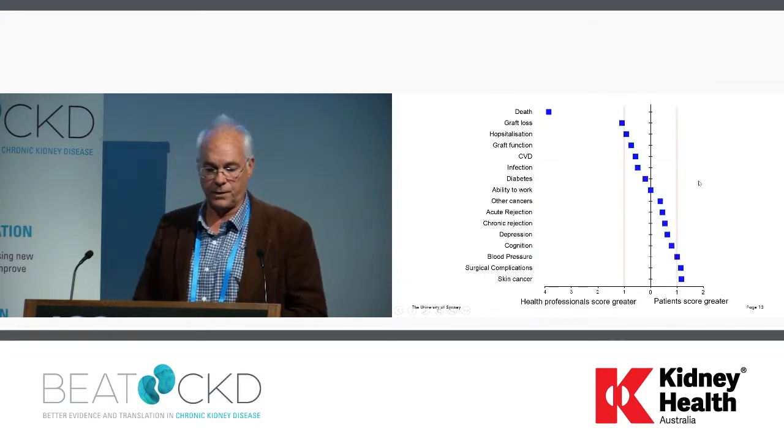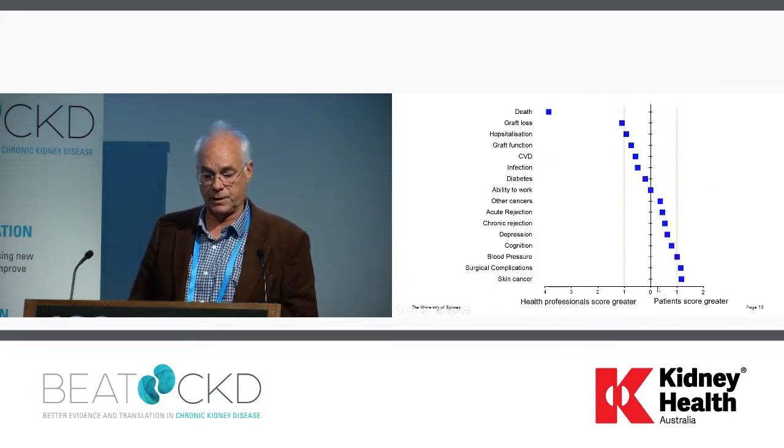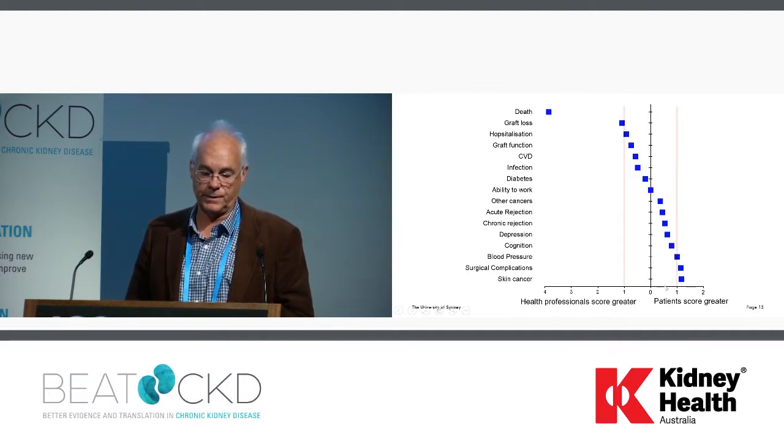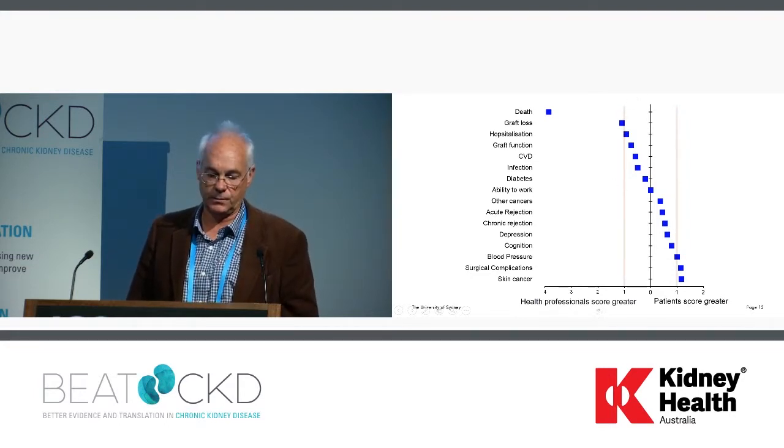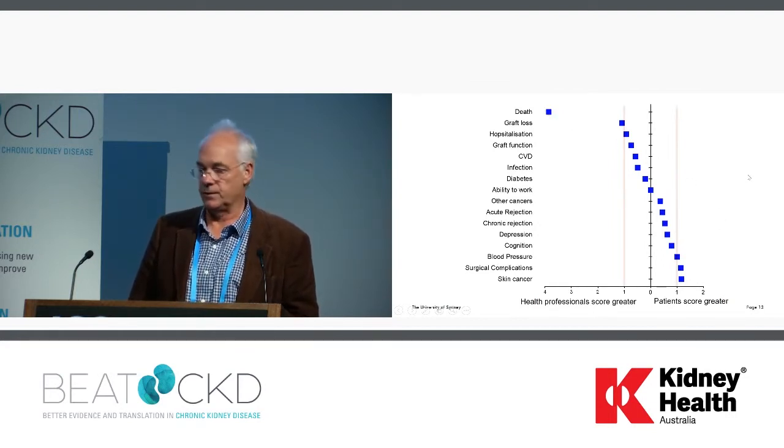Another way of showing it here is that I've subtracted the health professional score from the patient score, so it's the difference. Over this side, that particular outcome was more important to patients than to health professionals, and this side, more important to health professionals. These little red bars are just a rule of thumb: probably not a lot of difference, and those differences aren't that important. And you can see what stands out here is death versus all the other functions.